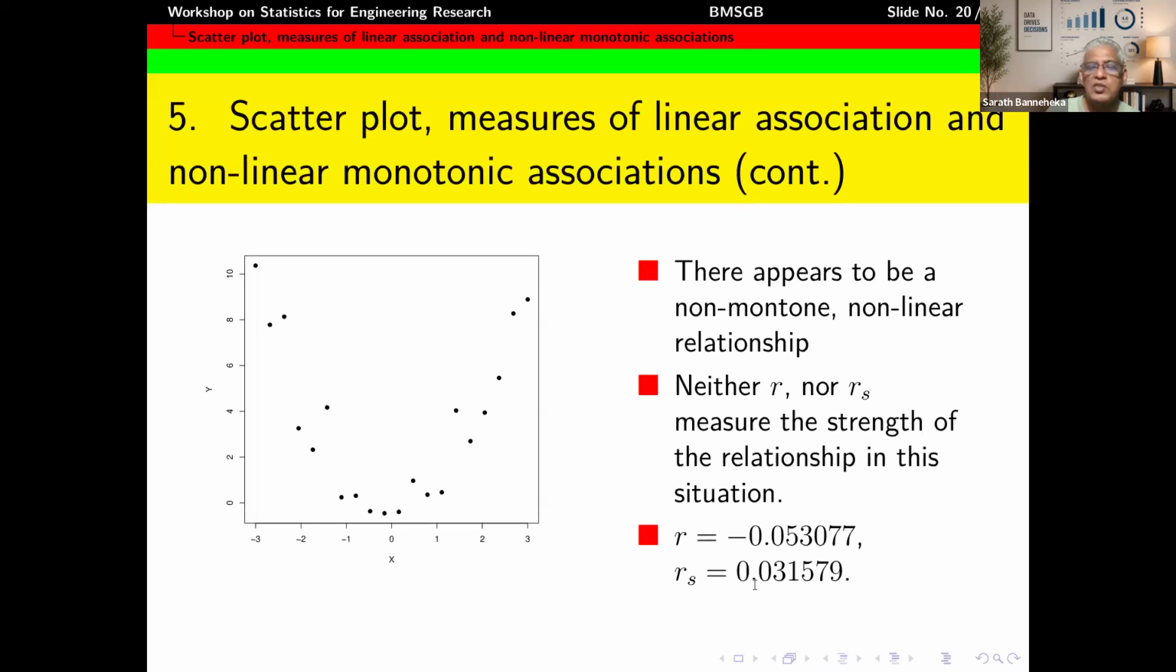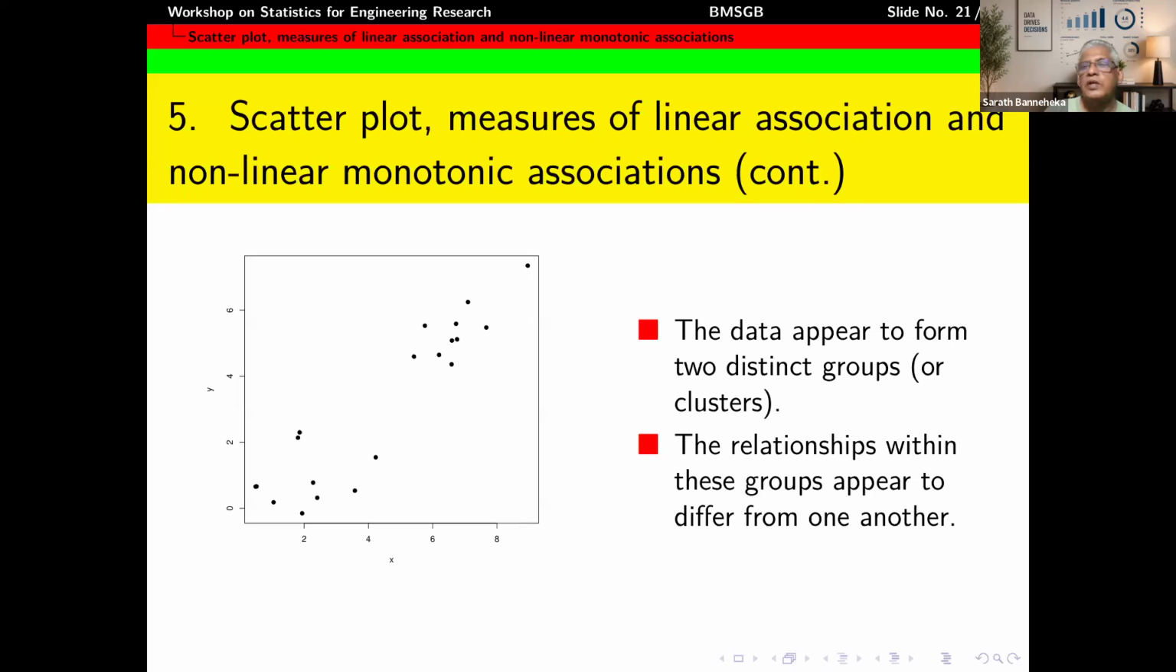And similarly, this one with R close to zero, it says there is no monotone non-linear relationship. Again, that is correct in that case, if you say that. But that's not enough, right? You can say better than that if you had looked at the graph. So that tells you how important it is to explore the scatter plot.